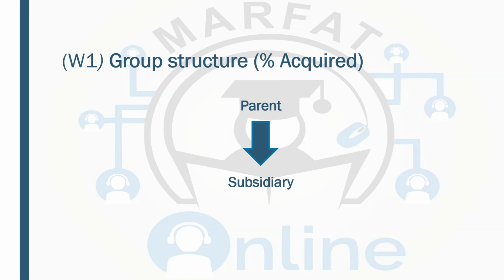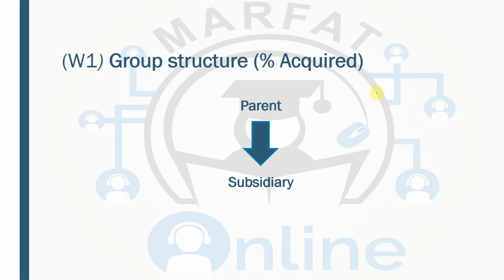If it is less than 50%, 50% or less, then there is no concept of control except for a few circumstances, which are called the exceptions of control, which we'll be discussing later in the theory. So group structure means how much percentage the parent has acquired in the subsidiary.